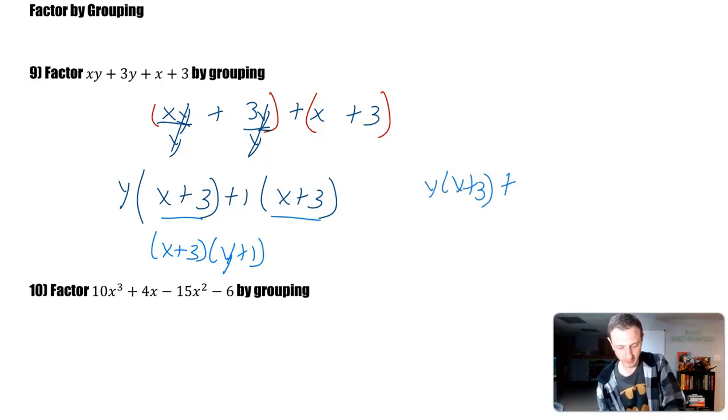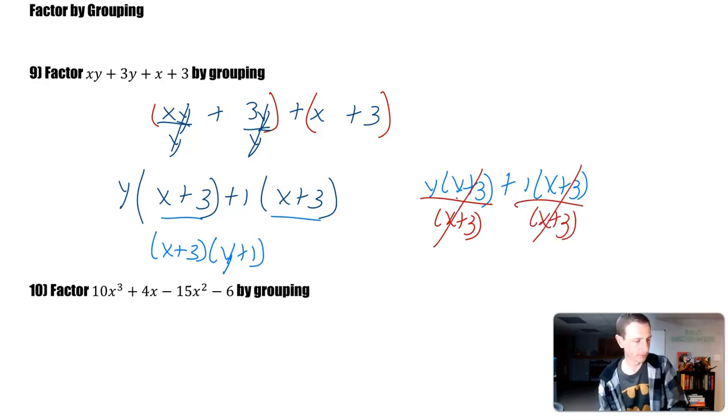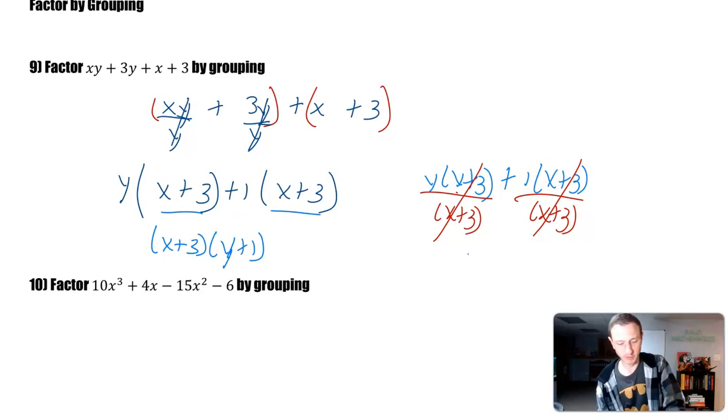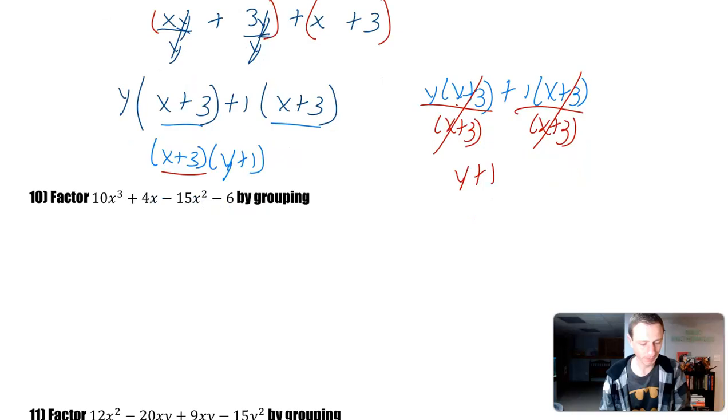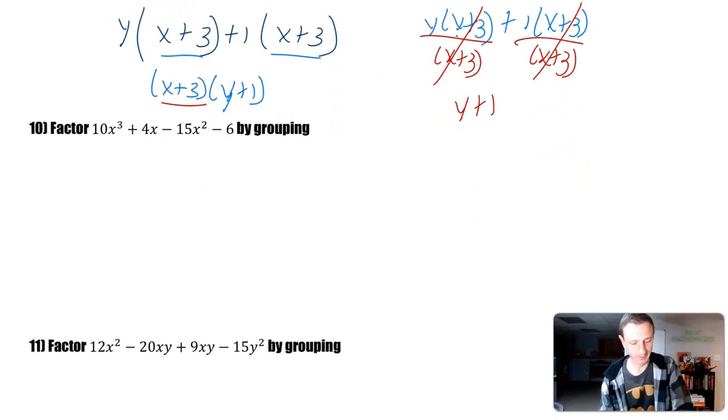Again, this process was this: I took out x plus 3, so I divided both terms by that x plus 3. The x plus 3's cancel, leaving me with just that y plus 1. But I factored out the x plus 3, so I want to write that as x plus 3 times y plus 1. Factored. Done. Cool.